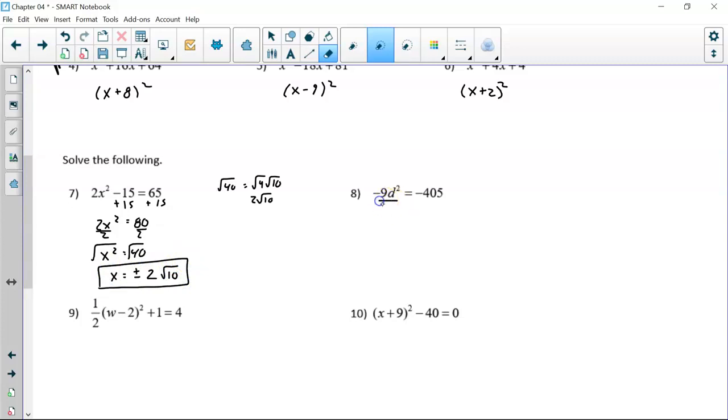Number 8, we're going to divide both sides by negative 9. So we get d squared equals 45. Take the square root of both sides, d equals plus or minus, our 2 solutions, and the square root of 45 is the square root of 9 times the square root of 5, so it's 3 square root 5. So d equals plus or minus 3 square root of 5.